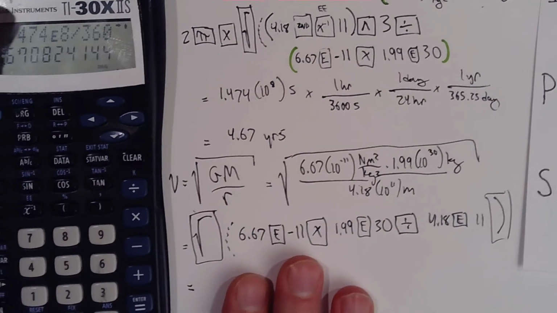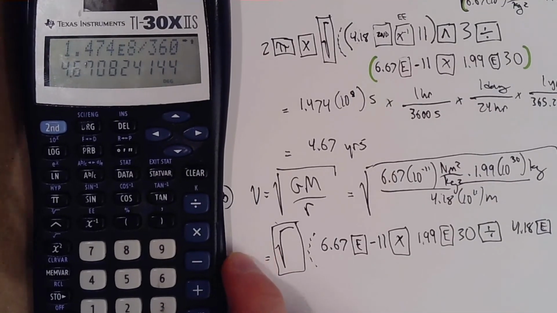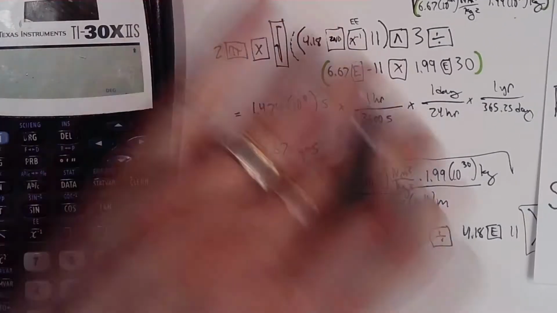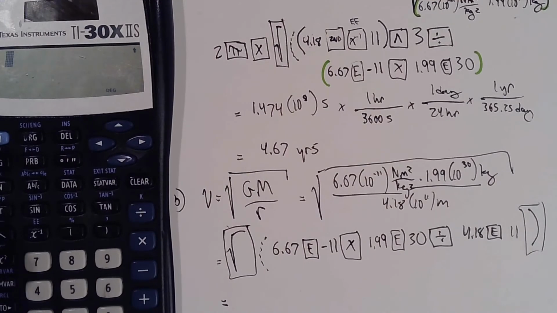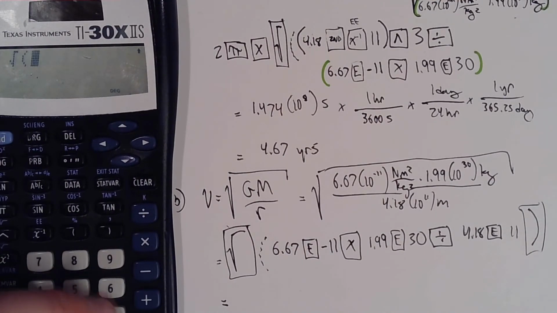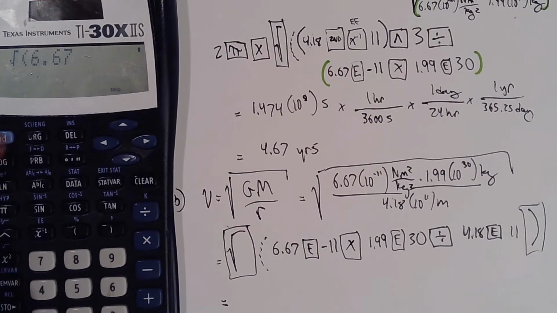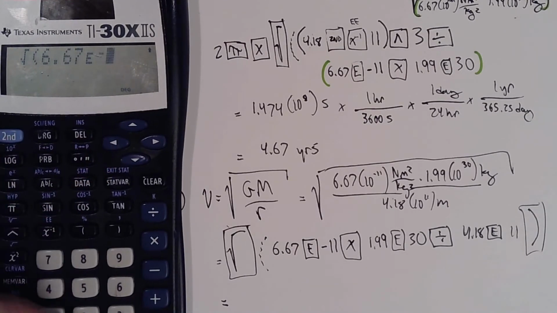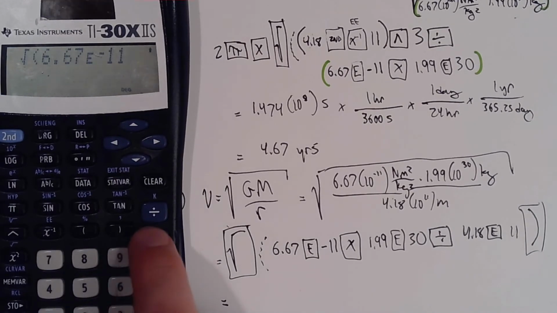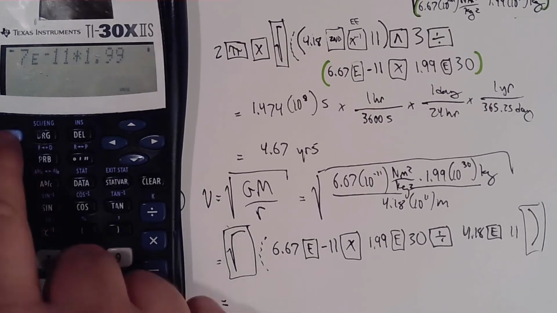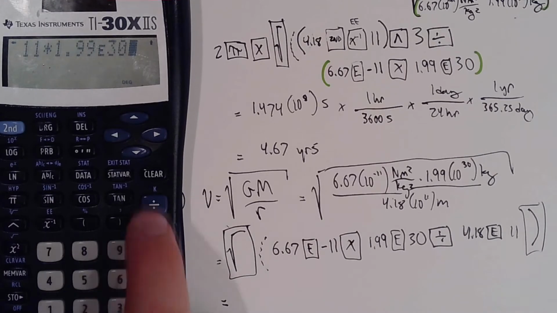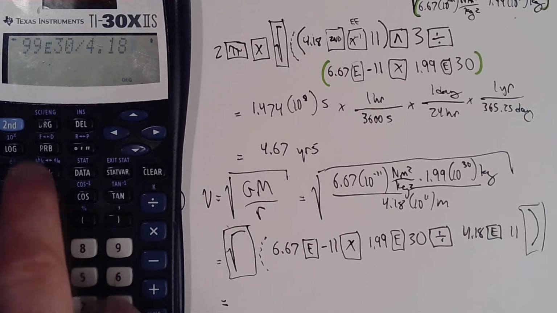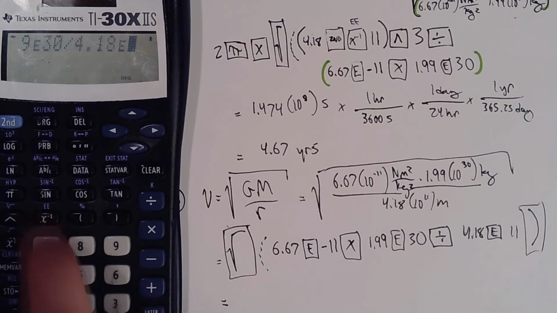I don't have any real sense for how fast Ceres should be traveling through space, and I don't imagine you would either, but hopefully we'll just get the right answer. We'll be okay. All right, 6.67 e to the negative 11th. That's 1.99 e to the 30th divided by 4.18 e to the 11th.